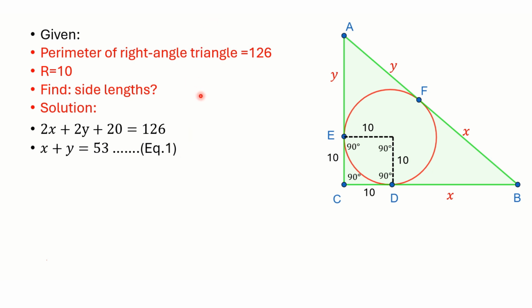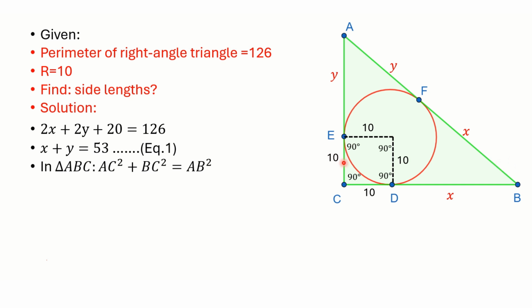Now I need another equation. From where will that equation come? That equation will come from the fact that this is a right angle triangle. This means AC square plus BC square is equal to AB square. So let's use this. This is coming from Pythagoras theorem. So from Pythagoras theorem in triangle ABC, I can say that AC square plus BC square equals AB square, that is hypotenuse square.